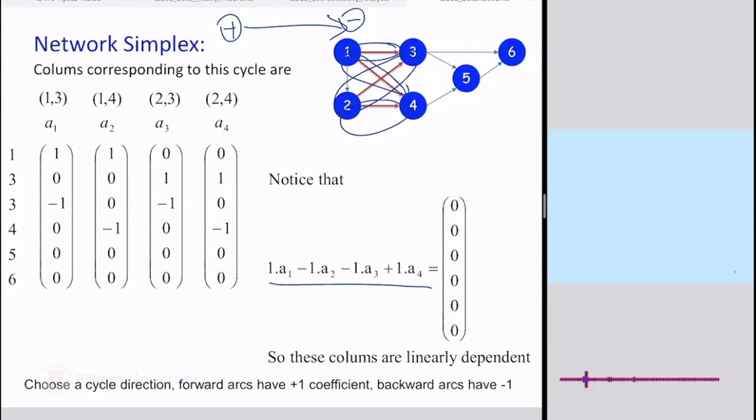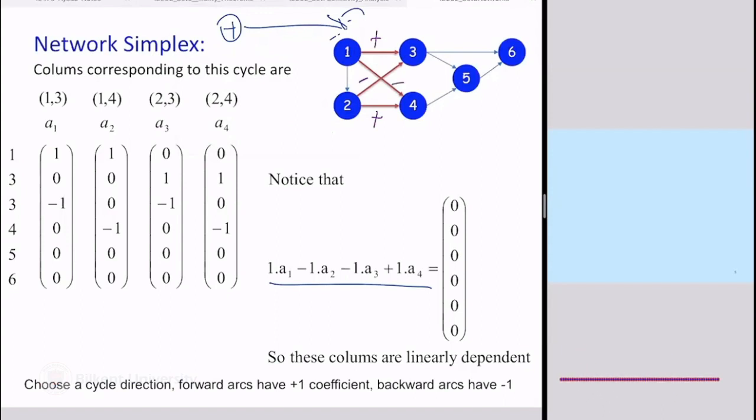Just put a +1 in the ones in the same direction and a -1 in the reverse direction. So let me clean this, and I consider the direction of the first arc, which is 1, 3, as the direction of the cycle. So I put a +1 in here. Then this one is a -1. This one is another +1, and this one is another -1.